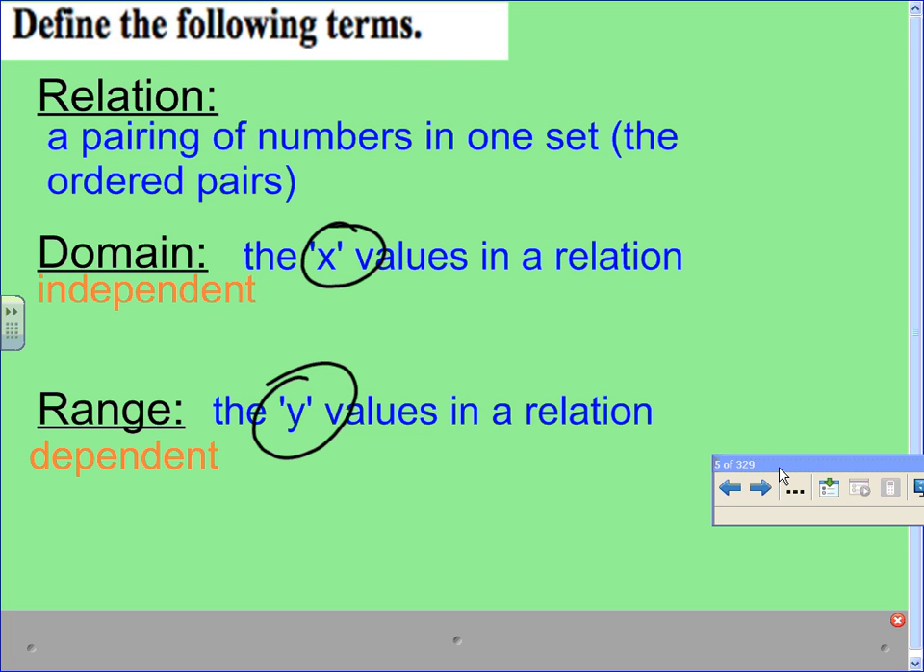Okay, so domain is x. Independent also means domain. Range is y. Dependent means range, which is y. Have you guys heard of those words? Some of you yes, some of you no. Okay. Very important words in algebra. You will see these throughout all your math classes in high school.